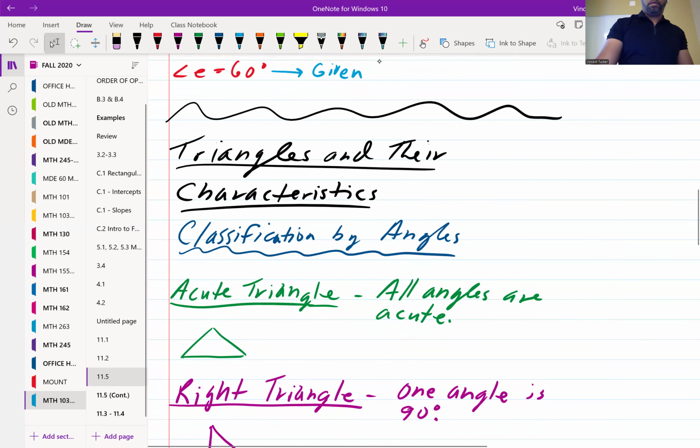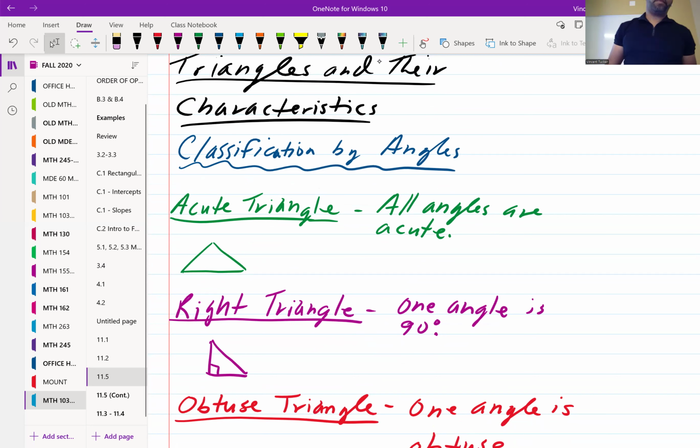All right, let's look at our triangles and their characteristics. So you can classify your triangles by the angles. First one is an acute triangle. All angles are acute. We talked about what it means to be an acute angle last class. Acute is an angle that's between 0 and 90 degrees. Right triangle is one angle is 90 degrees. Then for an obtuse triangle, which I'll scroll up in a second, one angle is obtuse.